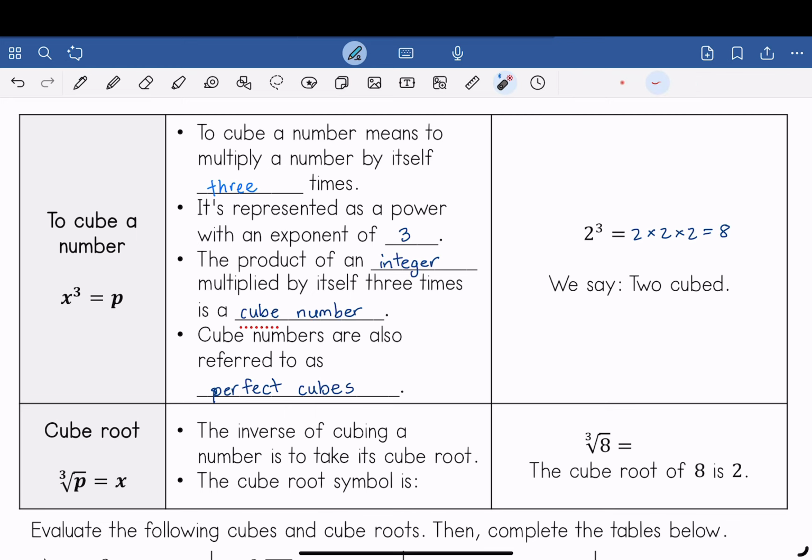Cube root. So how do you find the cube root of a number? The inverse of cubing a number is to take its cube root. The cube root symbol is a radical with a 3 to the left. When there's no number there, it's implied that it's the square root, a 2. And the way we say this, if we look over to the right, is the cube root of 8 is 2. So what number times itself 3 times will give you 8?